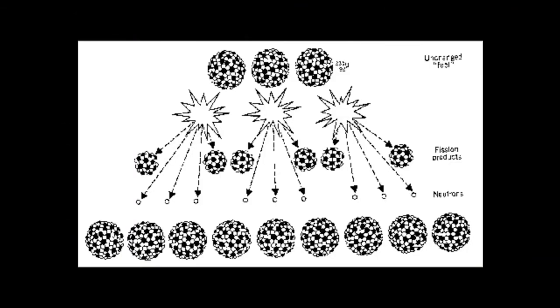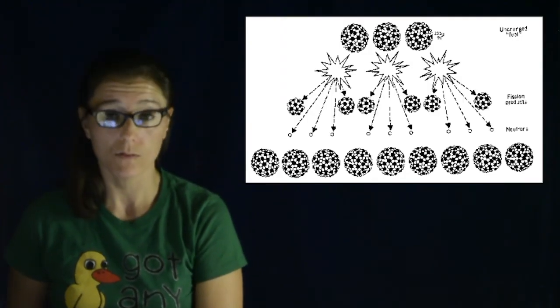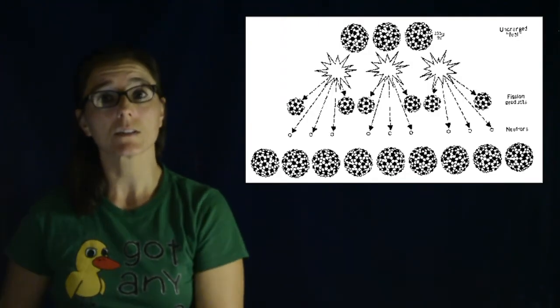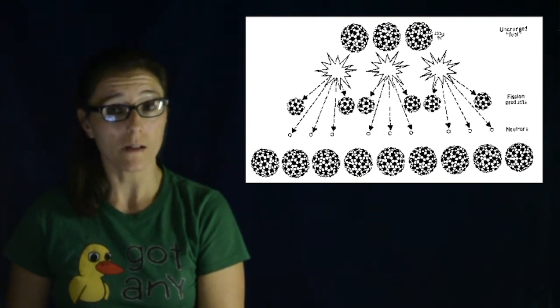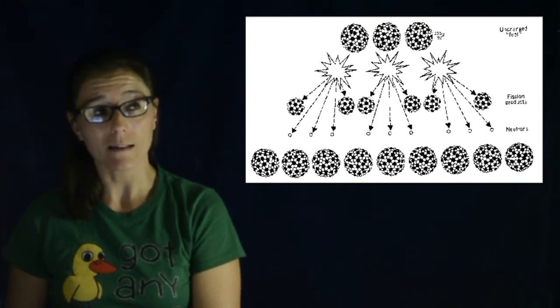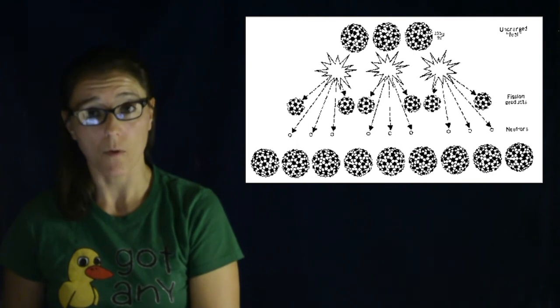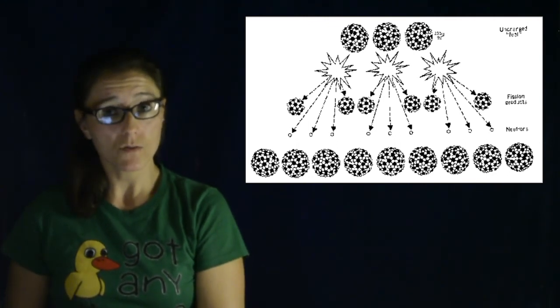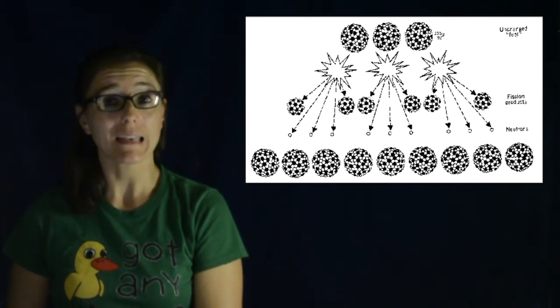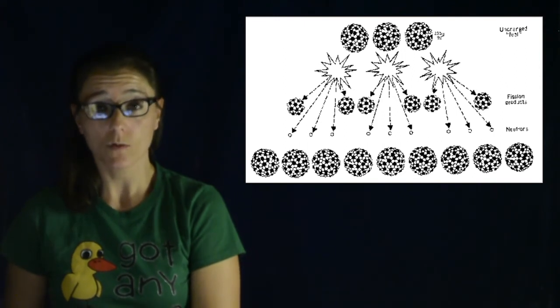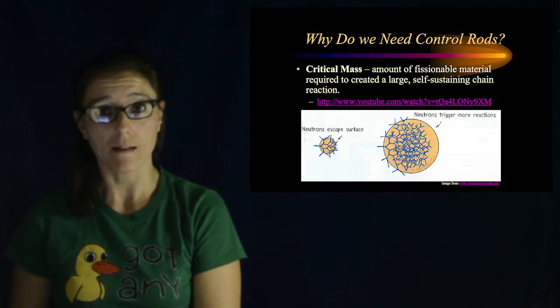Control rods are there to absorb those neutrons out of the reaction so that instead of it being 1 to 3 to 9 to 27 to 81 to 243, instead the reaction goes 1 to 1 to 1 to 1. Literally, control rods keep the reaction under control. Good neutron absorbing materials are materials like cadmium or boron. Those are what are typically used to make a control rod.